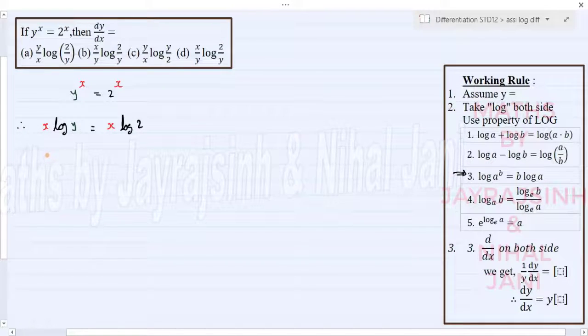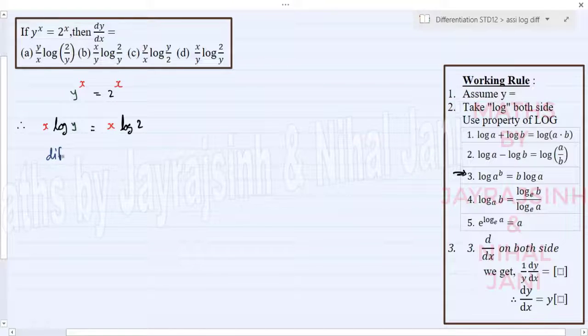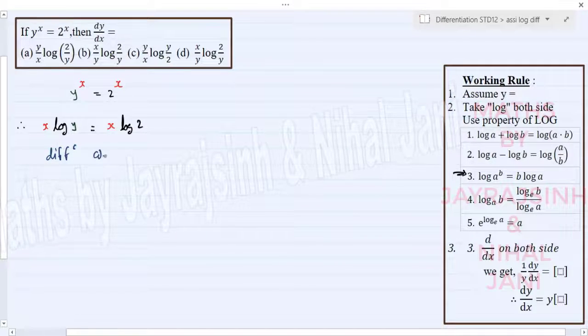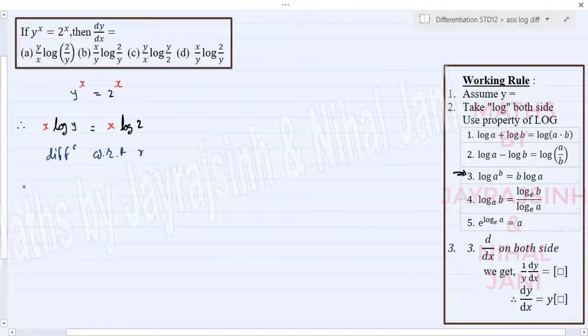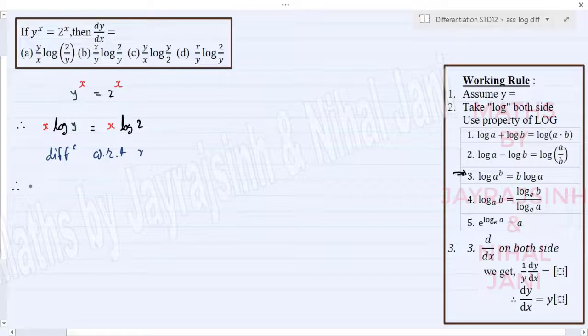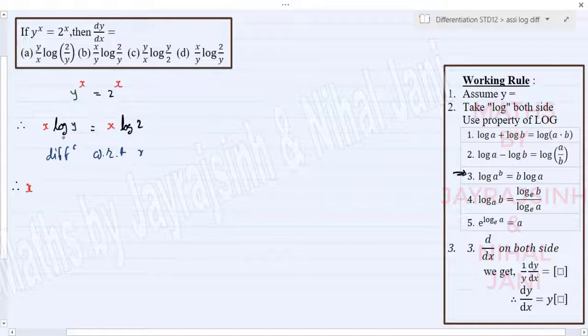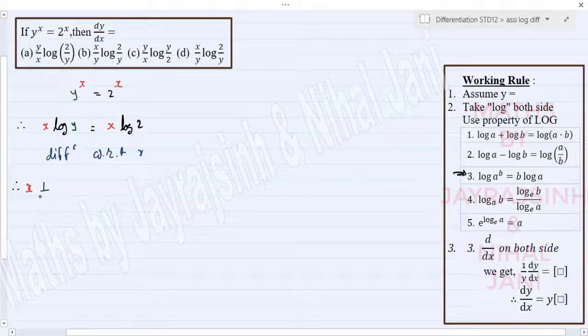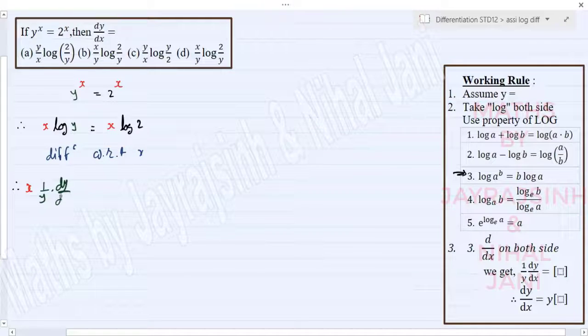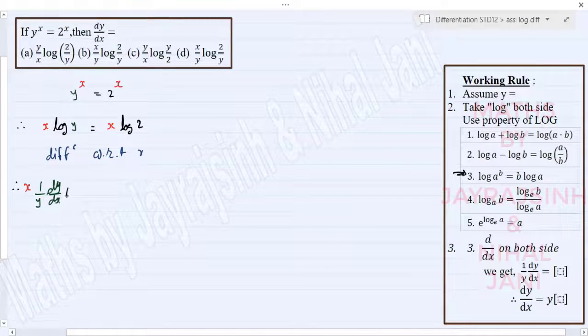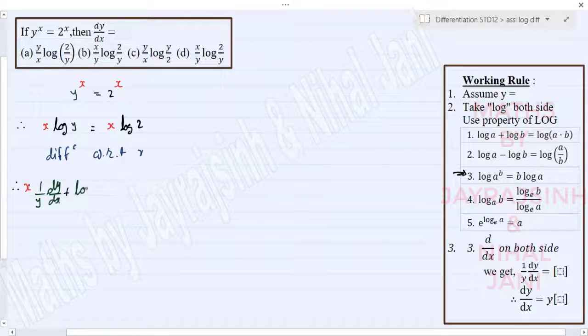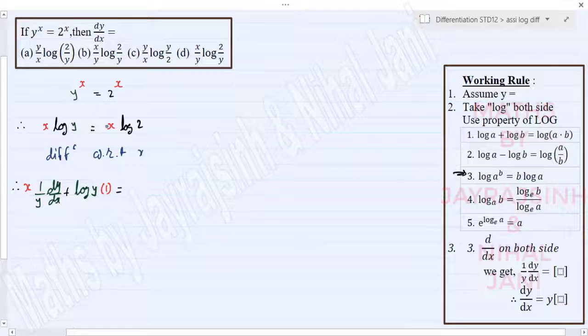So we are ready to differentiate our equation with respect to x. On the left side we have to apply the multiplication rule. So x will be as it is. Differentiation of log y will be 1 upon y dy by dx, plus log y will be as it is. Differentiation of x will be 1. On the right hand side, differentiation of x will be 1, and we don't have to worry about log 2 because it's a purely constant term.